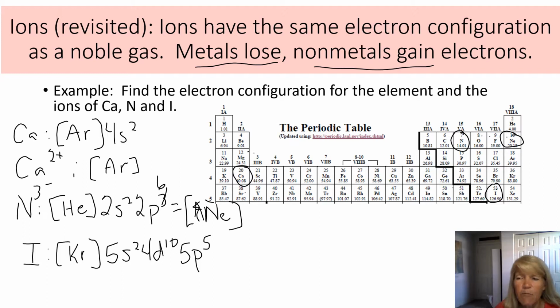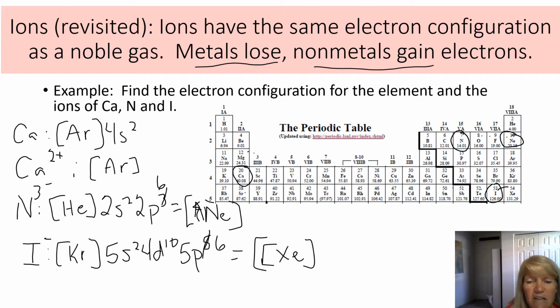Well, can you see that if it gained one more, it would look like xenon? So instead of calling this a 5, we'll make it a 6. The charge will be negative, and now it looks like xenon. Sorry, I did too many square brackets; we only need one of those brackets. Okay, so we can do the configuration of an element or an ion, and the ions will always look like a noble gas.